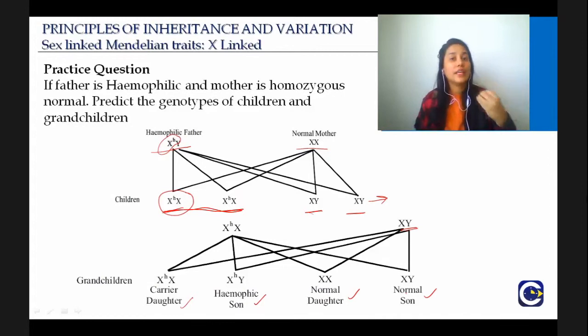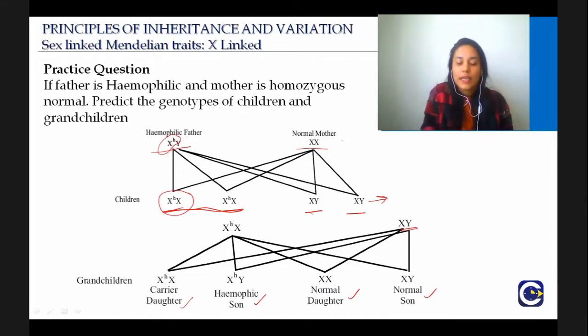Whenever you read the question, be very careful what they are asking you for. This is a very subtle difference that can lead to negative marking in a question that you know how to do and you have taken out the right answer. So always be very careful if they are asking you the ratio of children or the ratio of sons or daughters. Another important thing that we need to see here is, in this generation, there is a diseased father. In this generation, there is no disease.